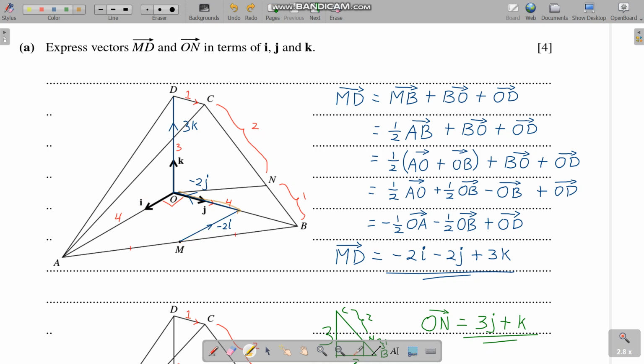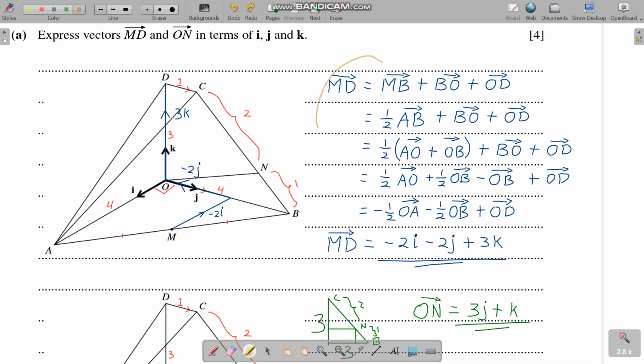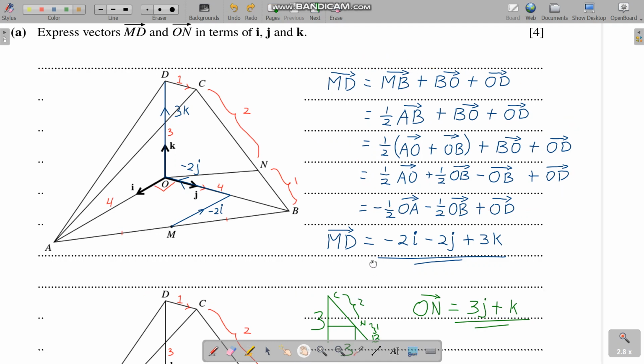And from here we go in this direction. Again, it's the midpoint, so it's half of 4, which is 2, and the direction is opposite of j, so minus 2j. And then from O we go upwards. The direction is k, magnitude 3, so minus 2i, minus 2j, plus 3k. Just like that, we find the vector MD. Or alternatively, you can do it manually using the longer method, which gets the same result.